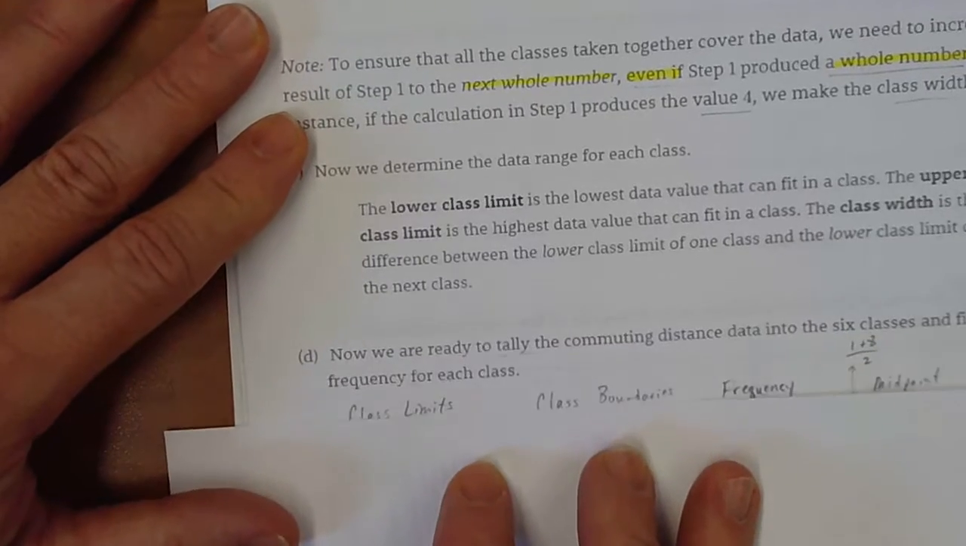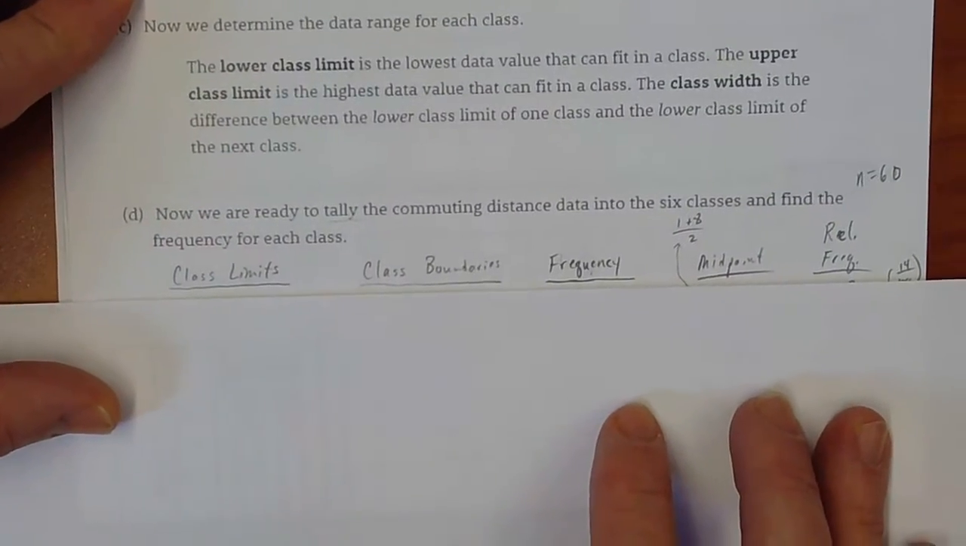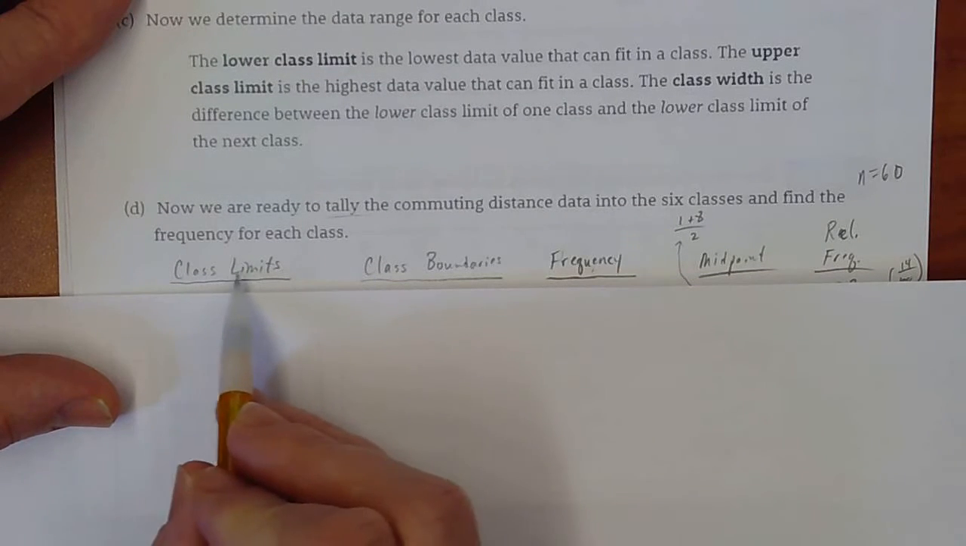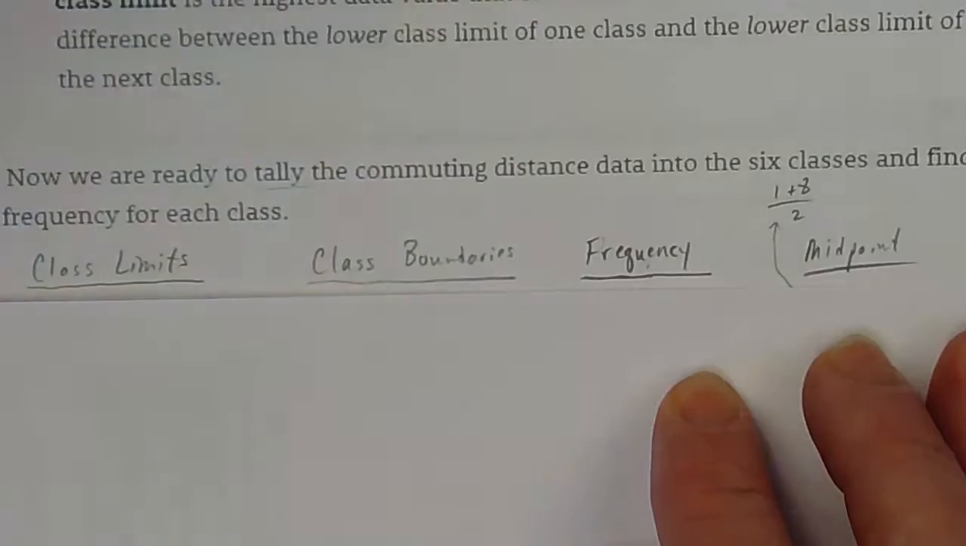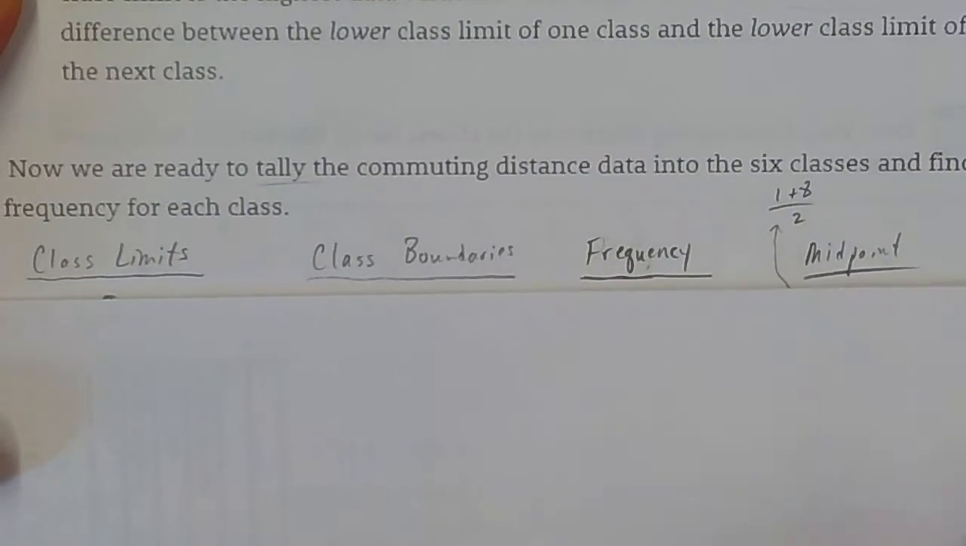So here we go. You're going to need to label these. Let's do some organization. This reads class limits. Write that down. Class limits. Okay, next column is going to be class boundaries.